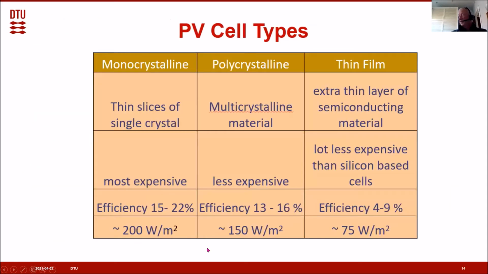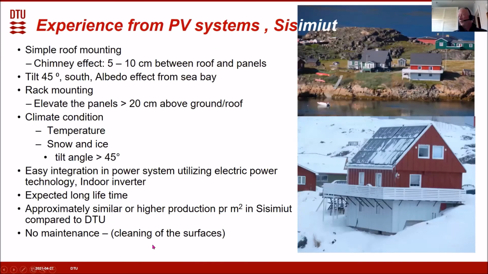PV cells, different types. The cost of these is more or less related to the output, the production. So I will not go into that. This experience from Sisimiut, it's this house here where we installed a PV system. And there we utilize the Albedo effect because we have a rather large lake in front of the house. We have a tilt angle of 45%. It means that snow and ice more or less will roll down the surface.